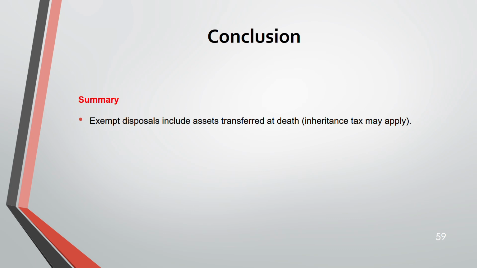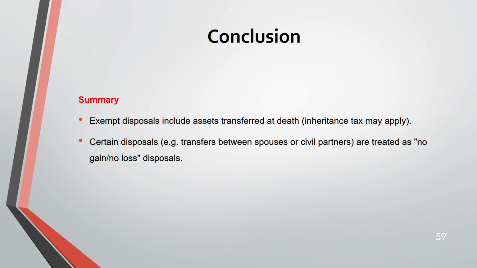Exempt disposals include assets transferred at death. When you are transferring an asset at your death, that is an exempt disposal. That means it is not taken to CGT, you don't have to pay. But inheritance tax may apply. Inheritance tax will be covered later, after we finish CGT and corporation tax.